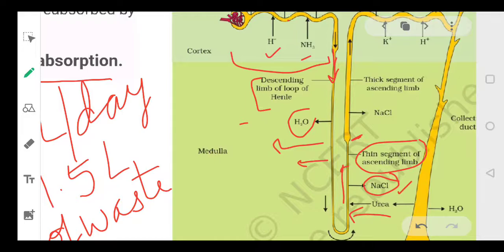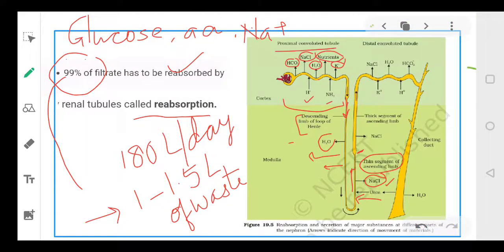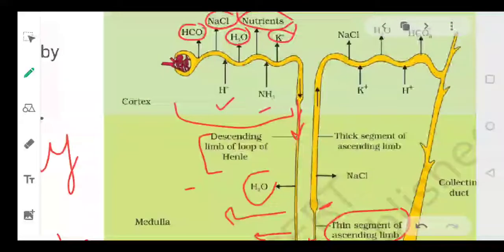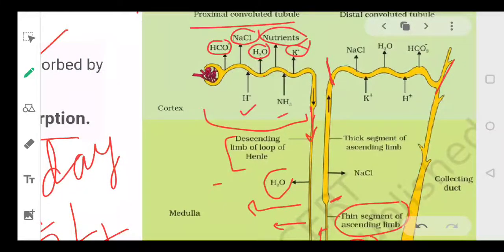Okay, now coming to your distal portion. Now come to this portion, this portion. This portion is your distal portion. Now here conditional reabsorption takes place. Conditional reabsorption will take place. Like see, sodium chloride is reabsorbed, water again reabsorbed, bicarbonate ions they are also again reabsorbed, while potassium and hydrogen ions they are being added into the waste.